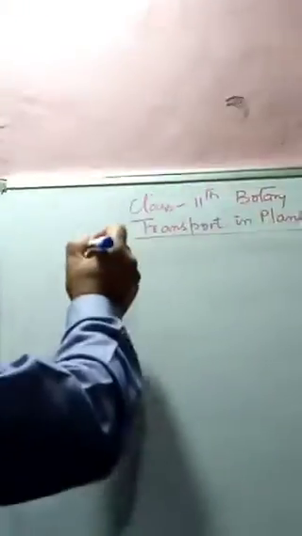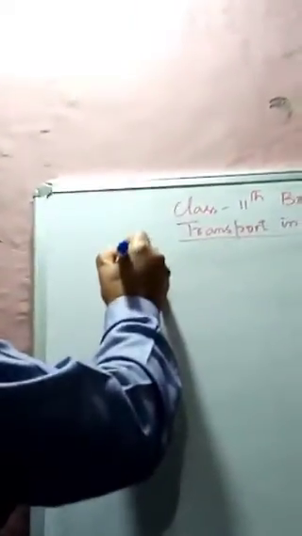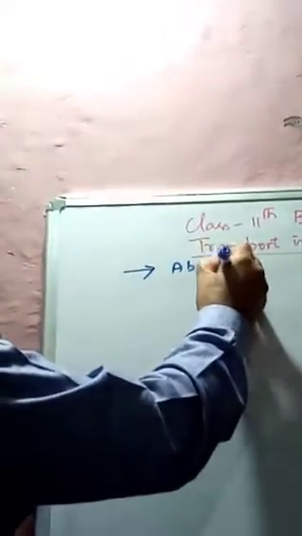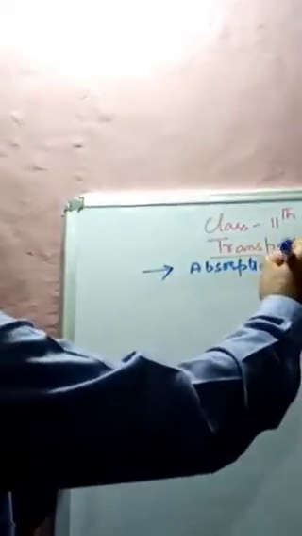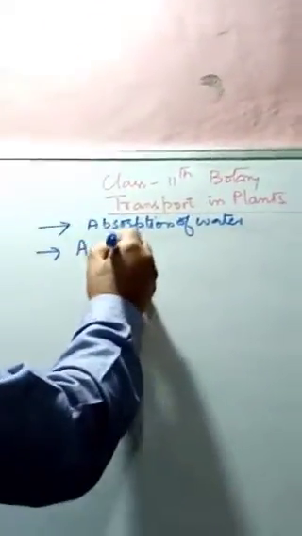In continuation to our topic, transporting plants, we were discussing how water is transported from the soil into the roots, and then from the roots to the aerial parts of the plant. Now, how this water moves, we have discussed. There are two processes. The first one is the absorption of water, which we have already discussed, and the second one is the ascent of sap.